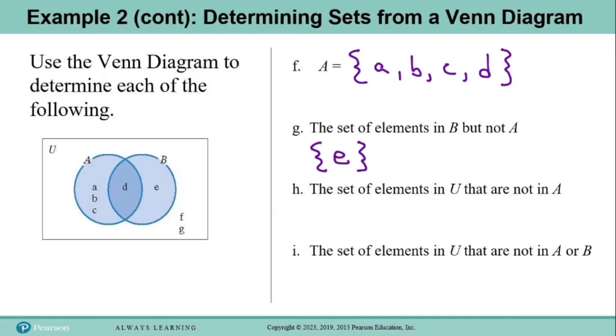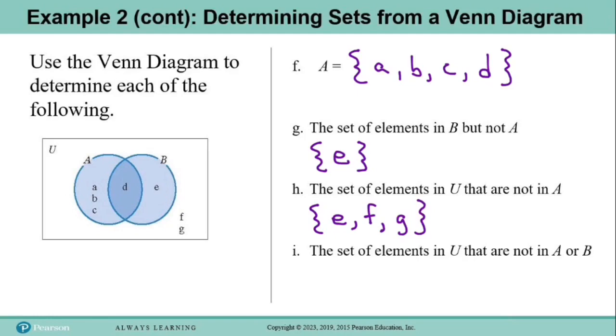In part H, it says the set of elements in U that are not in A. So look at what is in set A. We want to list everything else besides these elements. So part H would be the set containing E, F, and G.